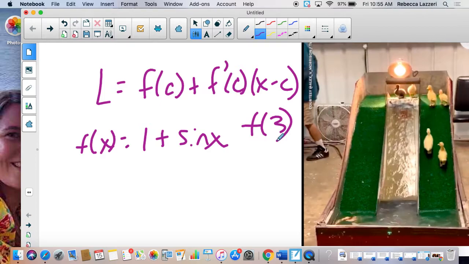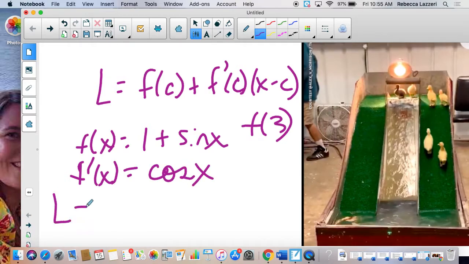But I want 1 plus the sine of 3. So I'm gonna follow this. I'm gonna say f prime of x is equal to cosine x, hoping that I did this right. So my equation of my line is f of 3, but the problem is that I don't know anything about 3. So what I'm gonna do is choose some number c that's really, really close to that so I can do my approximation. I'm gonna make it easy on myself and pick something that's convenient.